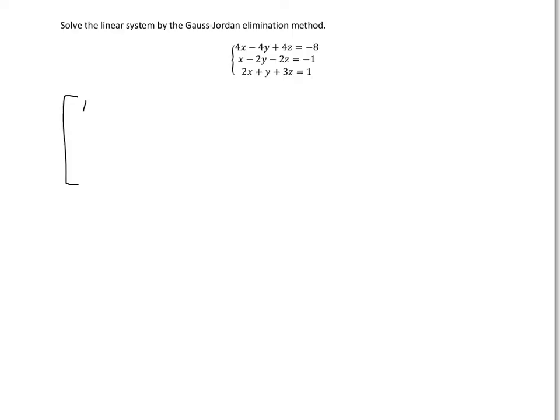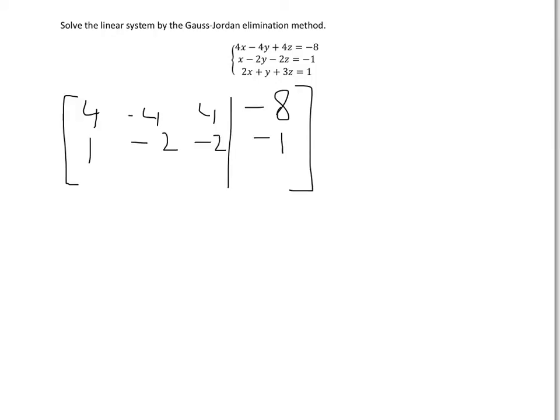So the first row becomes 4, negative 4, positive 4, and then negative 8. Second row 1, negative 2, negative 2, negative 1, and 2, 1, 3, and 1. So we have this system in a matrix form. We're ready to follow the steps for completing the Gauss-Jordan elimination method.